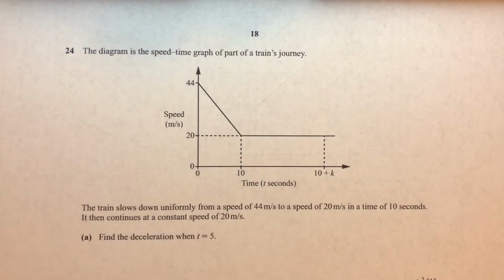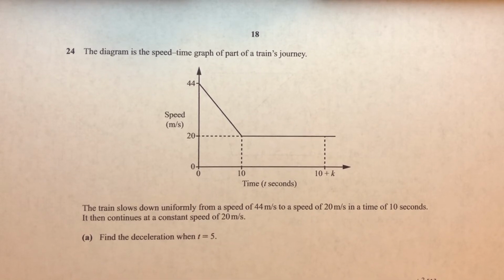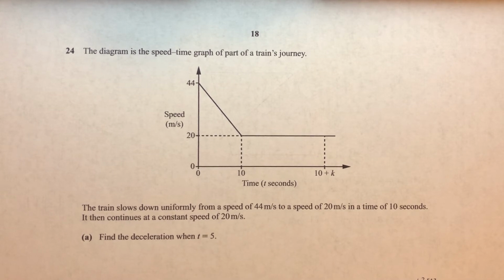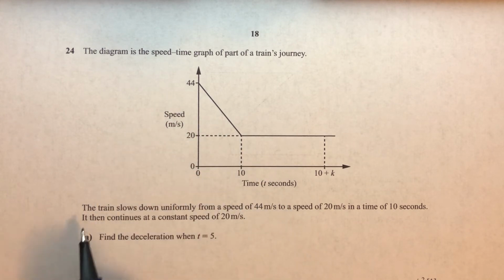Question number 24. The diagram is a speed time graph of part of a train's journey. Okay, now we have the train slows down uniformly from a speed of 44 to a speed of 20 in a time of 10 seconds. So 10 seconds, 44 to 20. Okay, it then continues at a constant speed of 20.